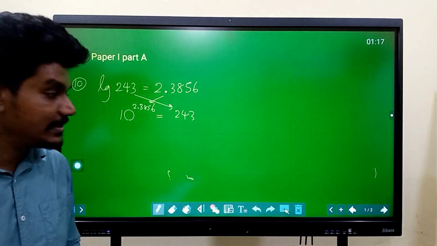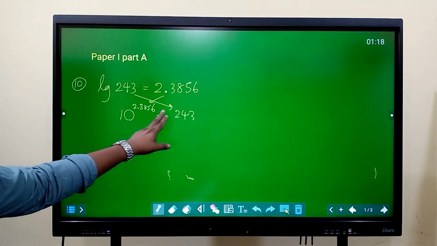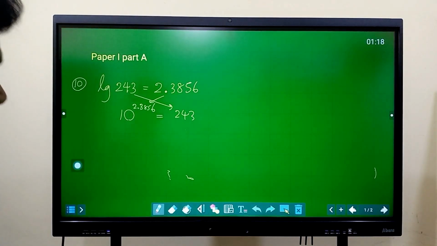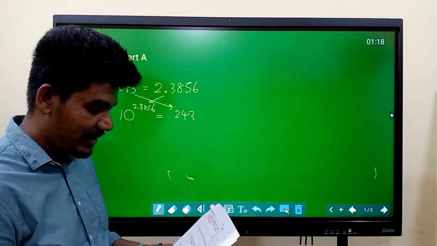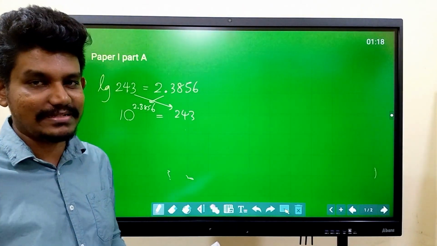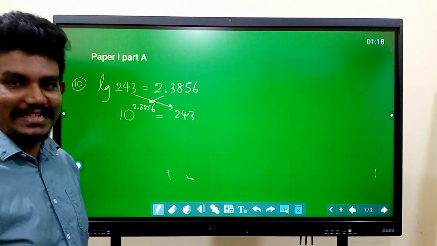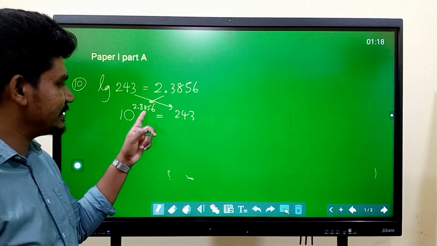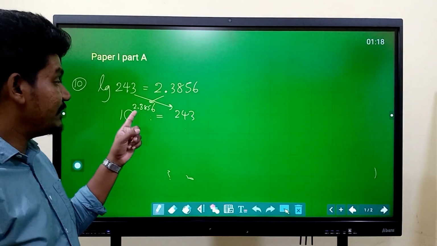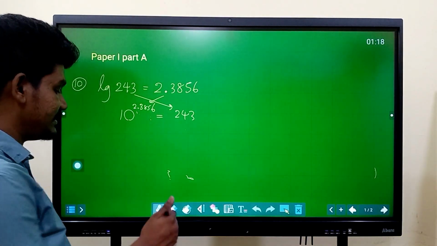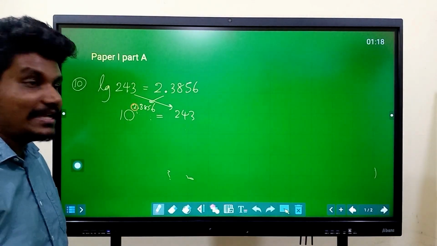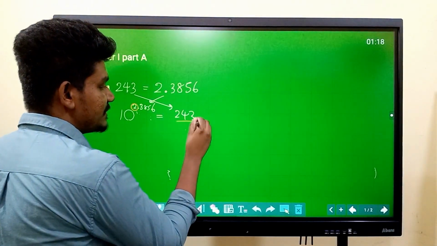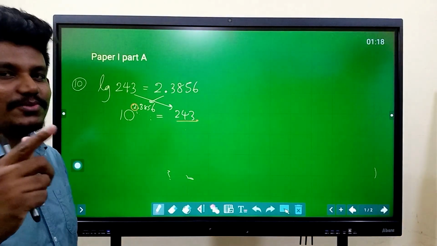Right, that's the value now. 10 to the power 2.3856 equals 243. Now, what we have to find here is the value of 10 to the power 0.3856. Actually, this is the anti-logarithm. 10 to the power 2.3856 means anti-logarithm. Since the value in front is 2 point, we have 3 numbers before the decimal point. That's how it becomes 243.